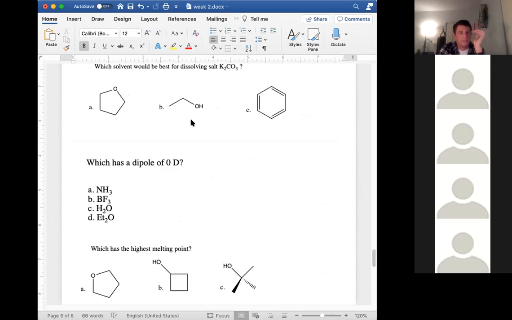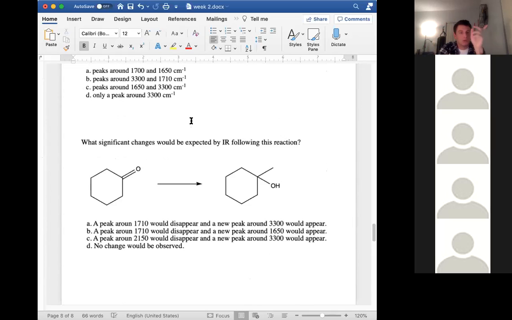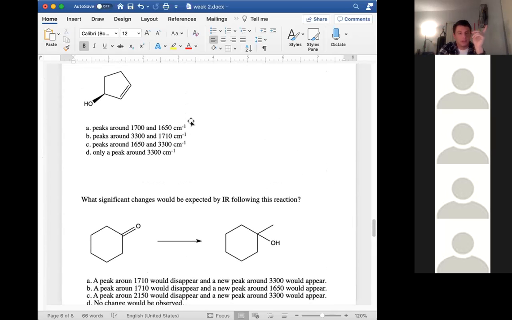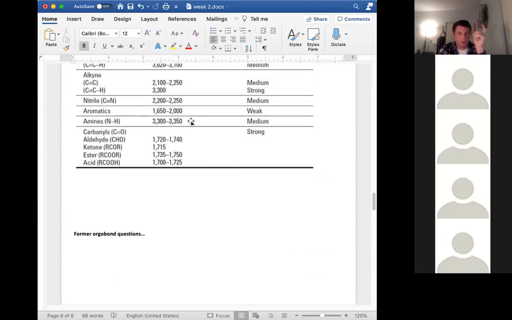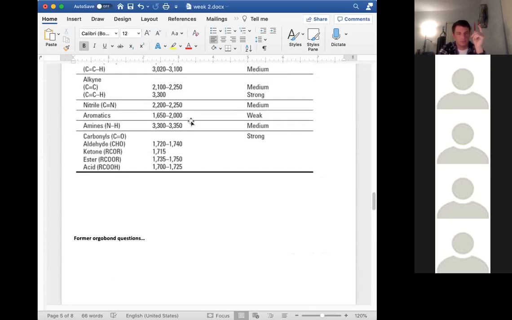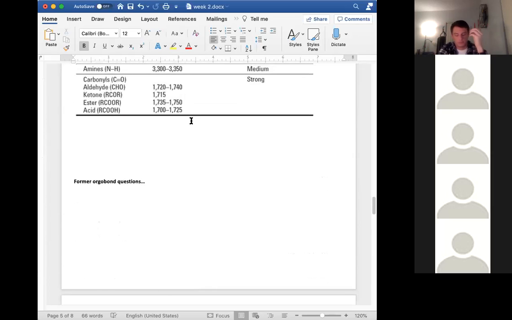There was IR on the exam. Does anybody want me to brush over IR? Sorry, so which one was the melting point?